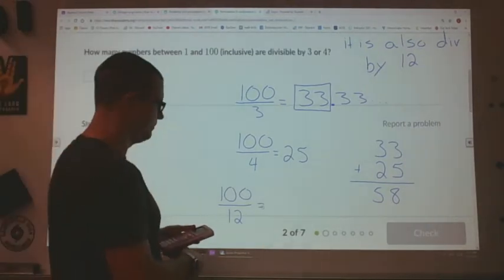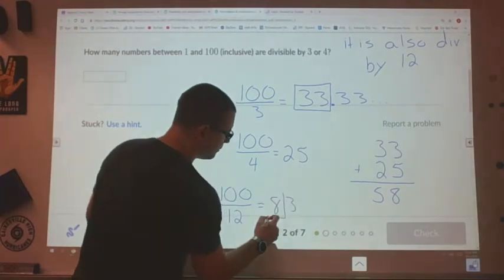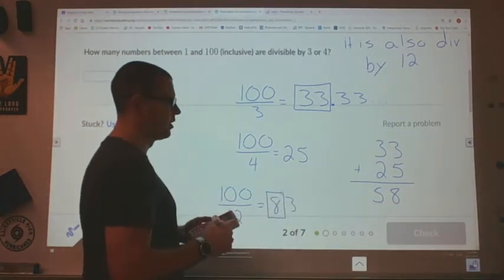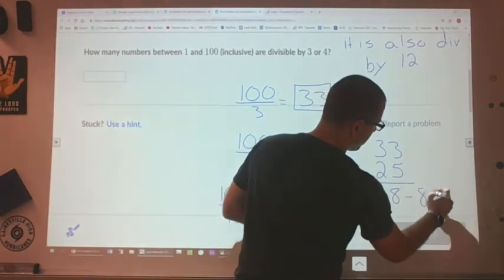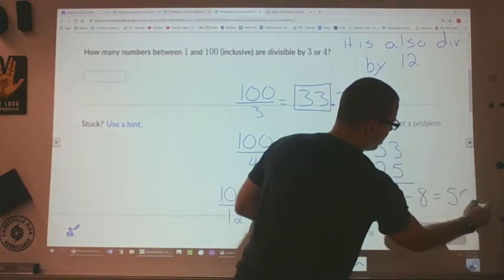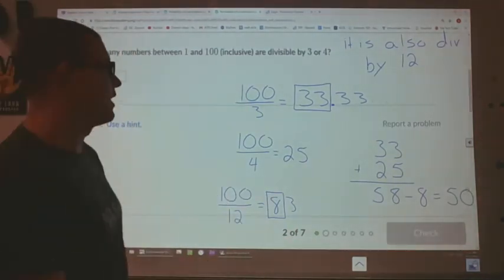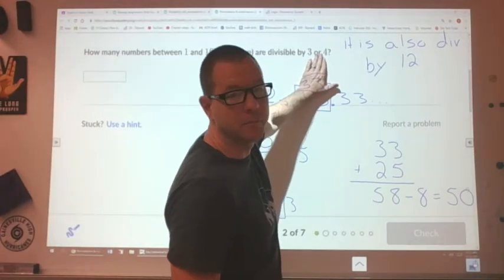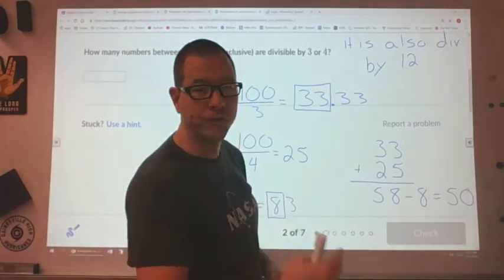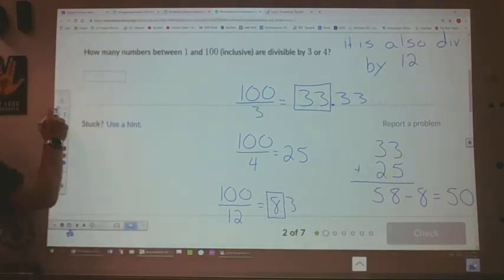That's 8.3. Again, we don't need the decimal part, we just need the 8. So we're going to take those 8 away. And so there should be 50 numbers that are divisible by 3 or 4, but not both 3 and 4. Not overlapping, or not counting those overlaps twice. So we're going to take away the 8, it's 50. 50 numbers.